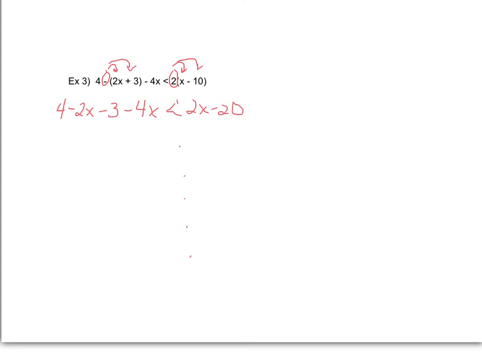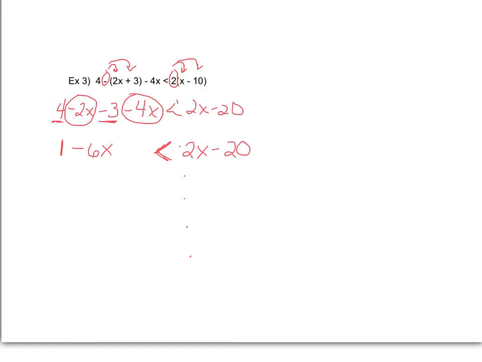So I see on the left I can combine a 4 and a negative 3 to be 1. I can also combine a minus 2x and a minus 4x to be minus 6x. Is less than, and on the right, I do not have any like terms, so it just drops down as is. From here, I want to make sure I have the variable on only one side. Well, right now I have an x on the left side and an x on the right side. So I either need to add 6x to both sides or subtract 2x from both sides. It doesn't matter which I do.